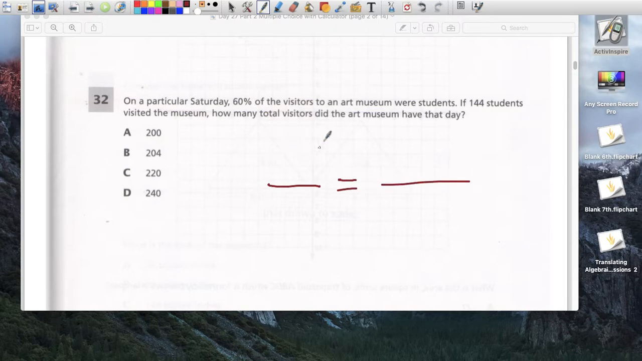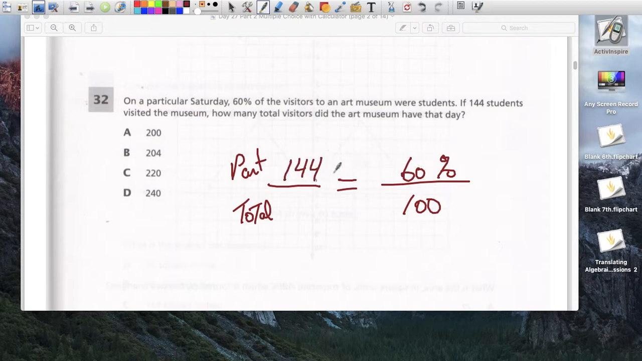it's a percent kind of question, so you can set up a percent proportion, over 100. You're going to put the percent here, we're going to go part, and we're going to go total over here. So I know that there were 60% of the total population that visited the museum. 60% of them were students. And they're saying that that 60% equals 144 students.